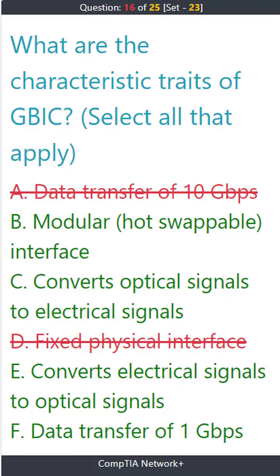The correct answers are B. Modular, hot swappable interface. C. Converts optical signals to electrical signals. E. Converts electrical signals to optical signals. F. Data transfer of 1 Gbps.